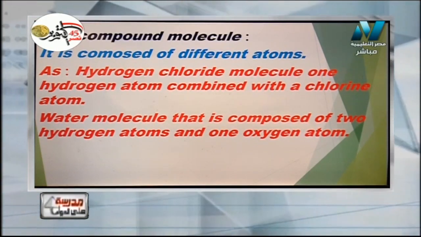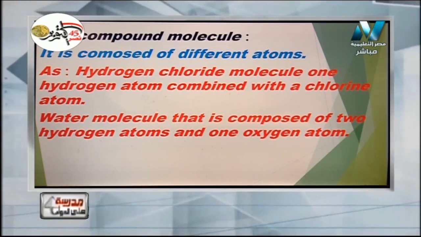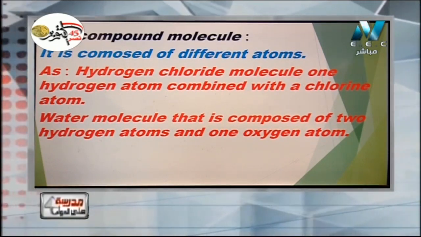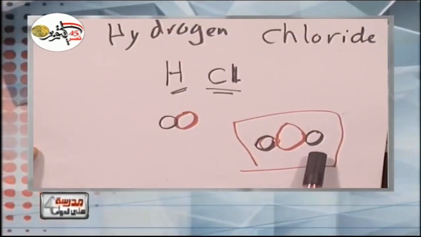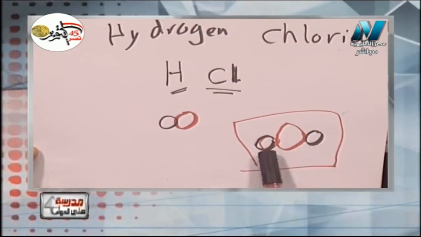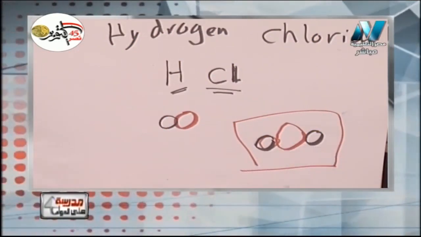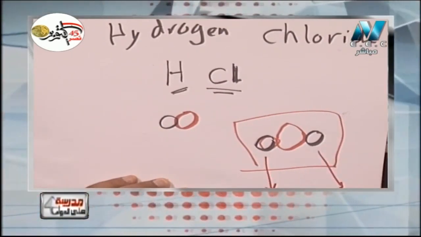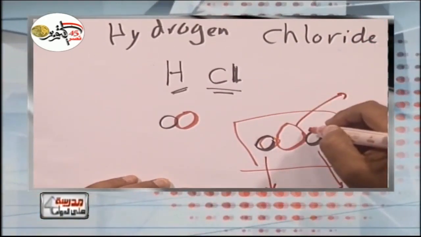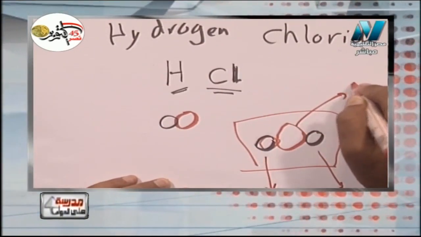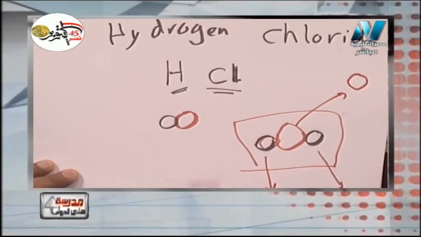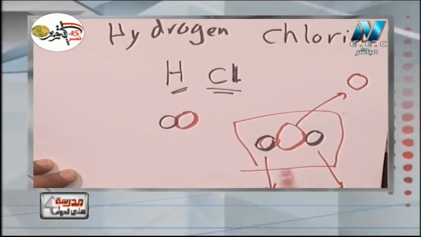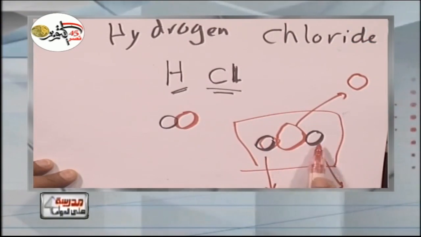As you see, my dear student, the example that I wrote for Mona a few minutes ago on this paper: two similar atoms. I can symbolize it by this hydrogen, and another one is hydrogen, and this different one is oxygen. So this molecule is a molecule of what? Molecule of compound. Why? Give reason. Because it consists of different types of atoms.